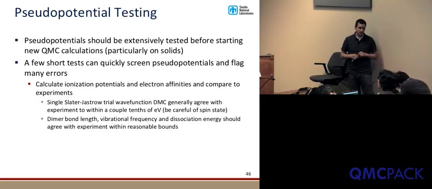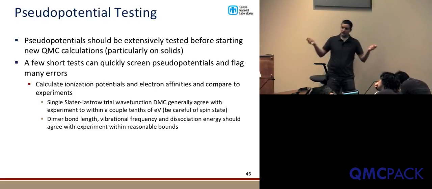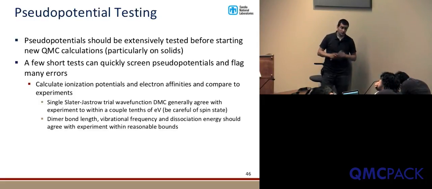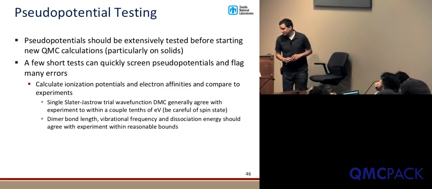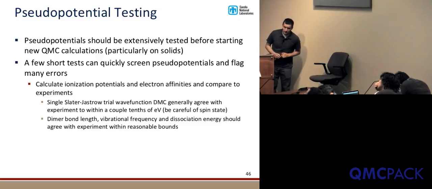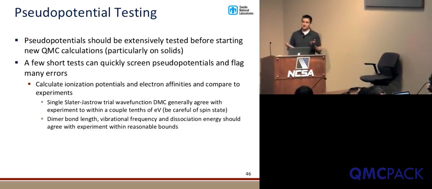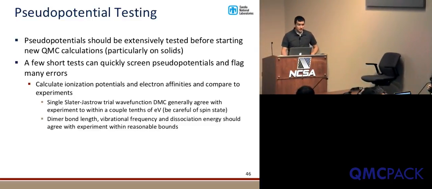For instance, there was a poster looking at the beryllium dimer that showed that a single determinant wave function isn't going to give you the exact result. But again, you should be pretty close with that. So I'd recommend that anytime you're testing a new pseudopotential, or going to an element that hasn't at least been used in a previous DMC calculation, you at least try these things.